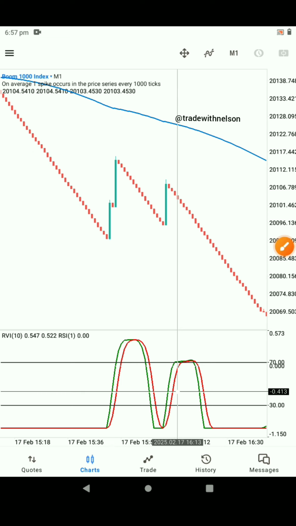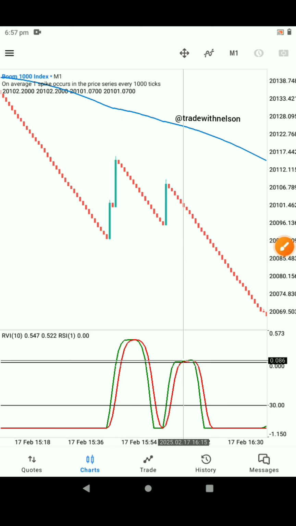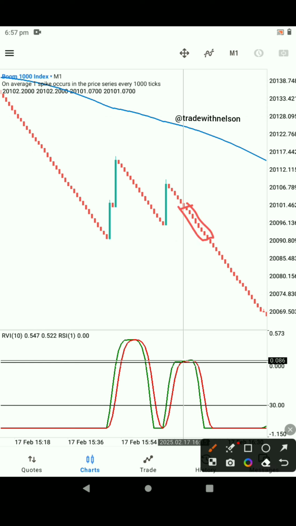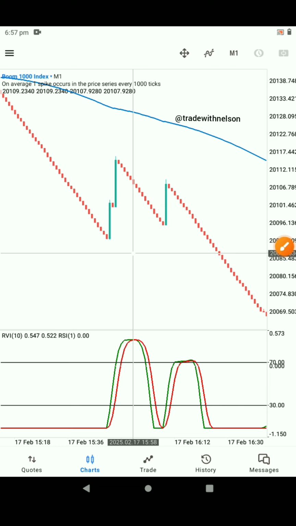We see also there is a spike to the upside. We have a cross above the 70 level. If you look carefully, it is above the 70 level. We enter a sell and count our 5 candles. Hope you understand what I am saying.